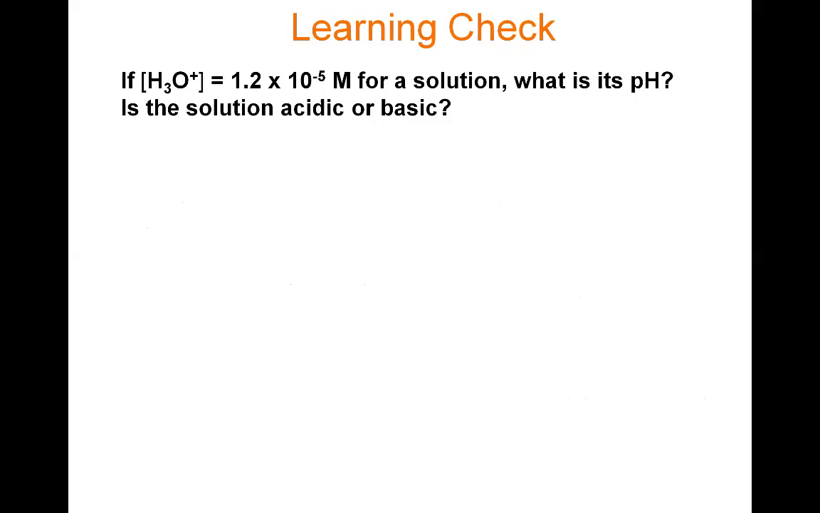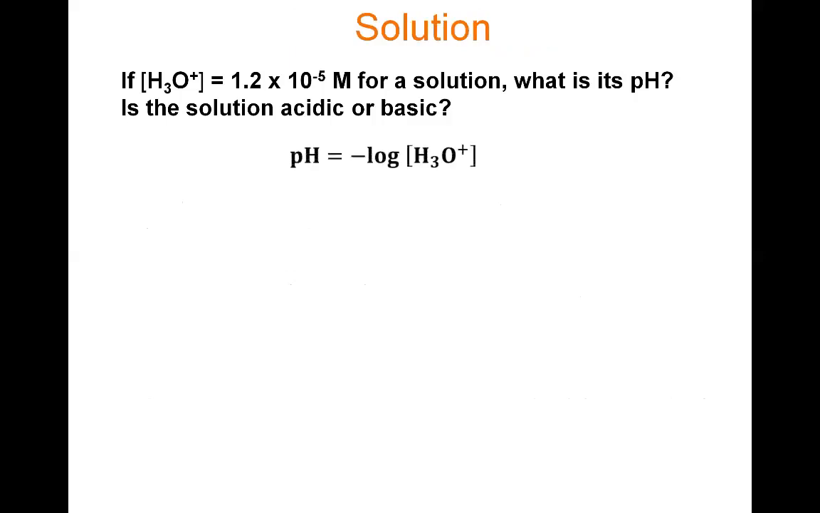When you're given the hydronium ion concentration and you're looking for the pH, you want to use the formula that says pH equals negative log of [H3O+]. Then you plug in the value for the concentration, negative log of 1.2 times 10 to the negative 5. You enter that in your calculator, and the calculator answer in this case is 4.9208, etc.